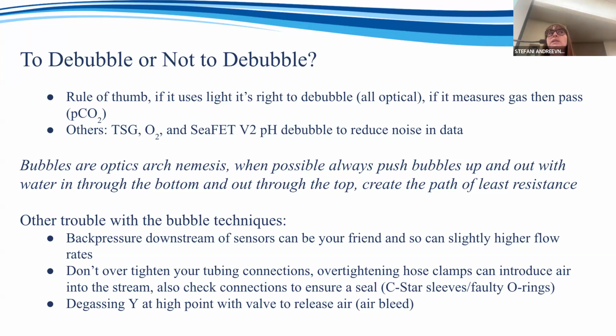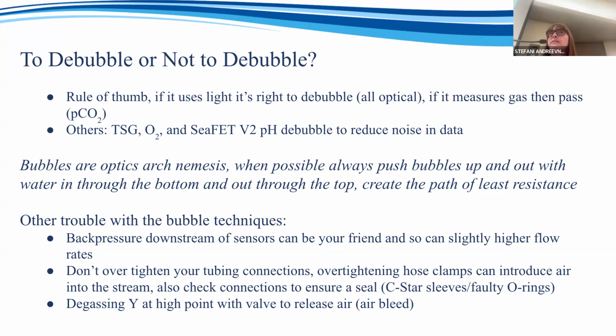So when you're thinking about putting a sensor in line, think about that orientation. You want it to go in the bottom, out the top. You want to push everything out, right? You don't want to create a space where bubbles can just sit. Create the path of least resistance, right?